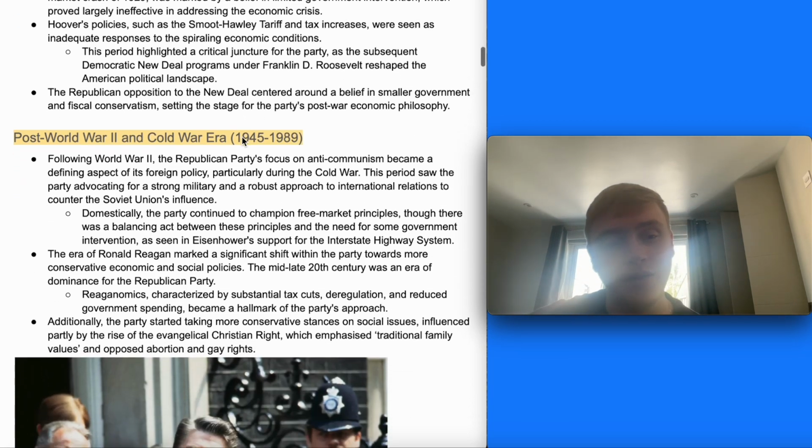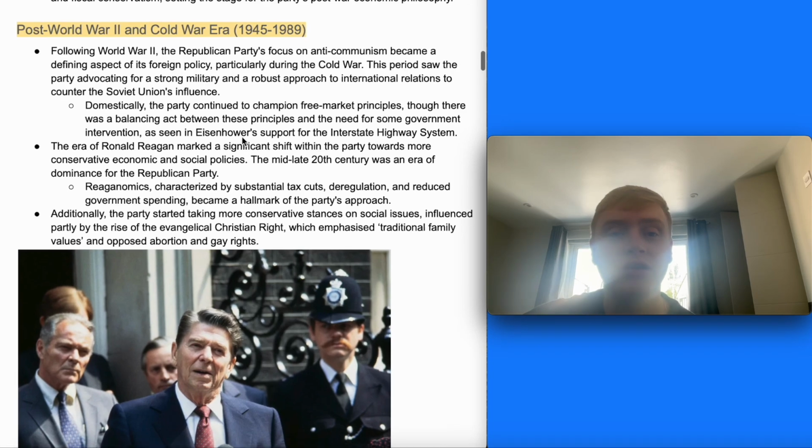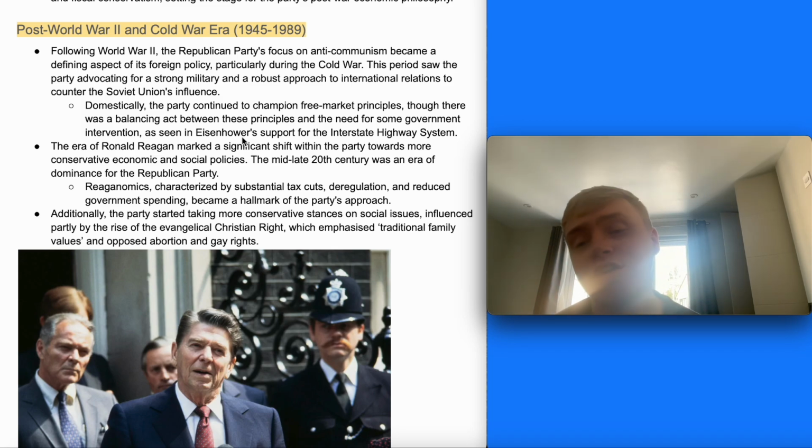In the post-World War II period and Cold War era, the Republican Party's focus on anti-communism became a defining aspect of its foreign policy, particularly during the Cold War. This period saw the party advocating for a strong military stance and a robust approach to international relations to counter the influence of the Soviet Union. Domestically, the party continued to champion free market economics, though there was a balancing act between these principles and the need for some government intervention, as seen in Eisenhower's support for the interstate highway system.